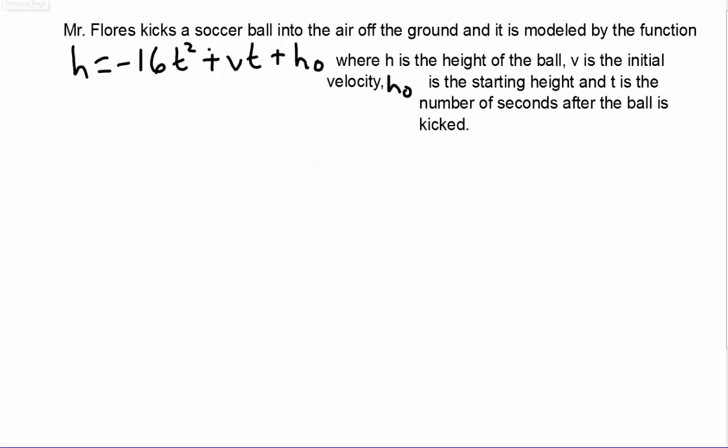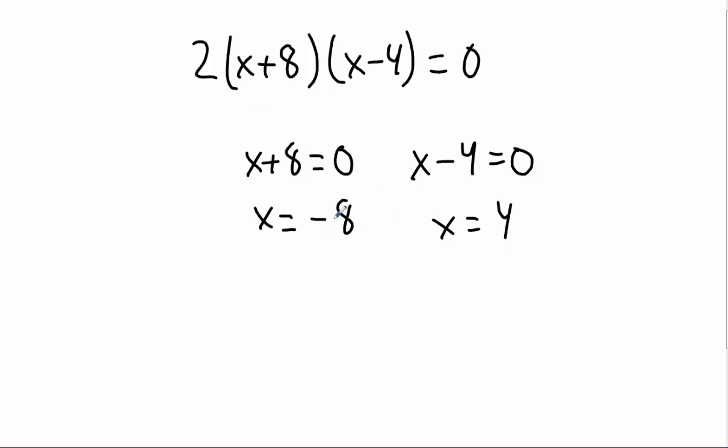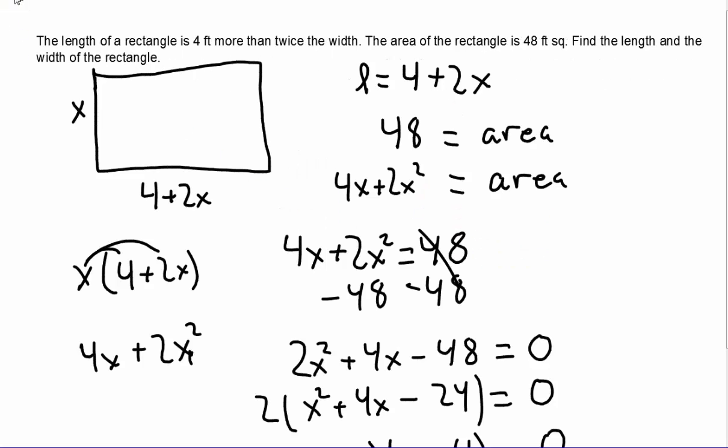But if we go back to our actual problem, x represents the width of the rectangle. Can you have a width that's a negative value? Of course not. So the real one is x equals 4. Okay? But the thing with word problems is you must read the whole entire problem. So now the problem tells us find the length and the width of the rectangle.